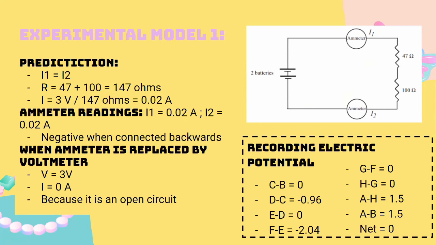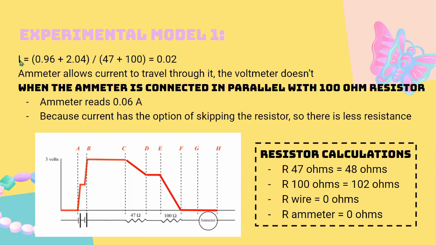And I also recorded the electric potential from each of these points, which I got here. And I also found the current reading through calculation. So I added up the electric potential, the total electric potential divided by the total resistance, and I also got 0.02. And basically the ammeter allows current to travel through it while the voltmeter doesn't. And when the ammeter is connected in parallel with a 100 ohm resistor, the ammeter reads 0.06 amperes because in this situation, the current has the option of skipping the resistor, so there's less resistance.